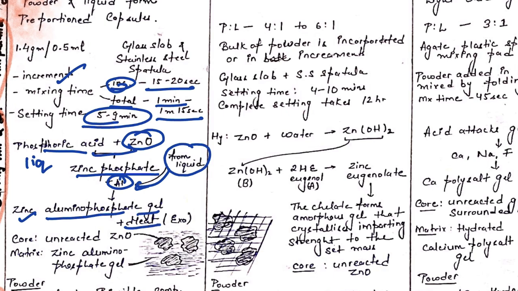And the heat. So what will the gel do? It will form this matrix, this shaded portion you can see. It will form the matrix of your entire set cement, and the unreacted zinc oxide will form the core of the cement. So this is what the set structure looks like, okay? So this is your, I'll use a different color. So zinc aluminophosphate gel is this matrix, and unreacted zinc oxide is this core.